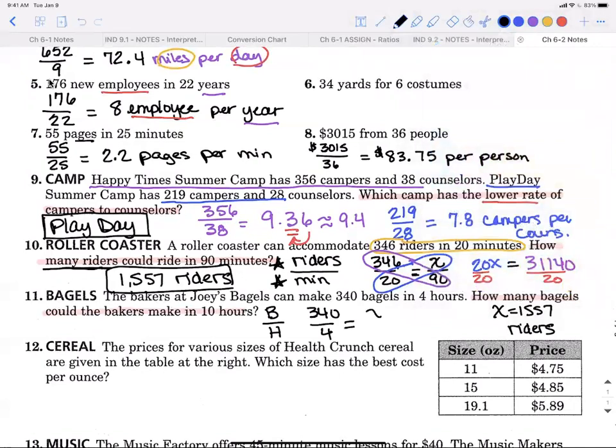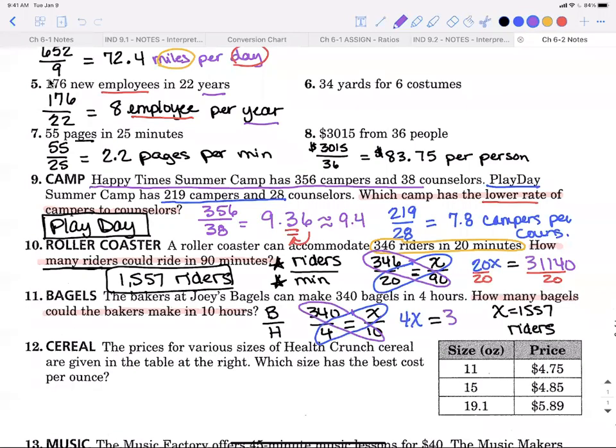Yeah. How many bagels? Don't know the bagels. Can be cooked in. Jaden, what am I going to put in the bottom? 10. Good. Now I'm going to do the butterfly. Anytime you have two fractions equaling each other, you cross multiply. So I get 4x equals, and then I do the other way.